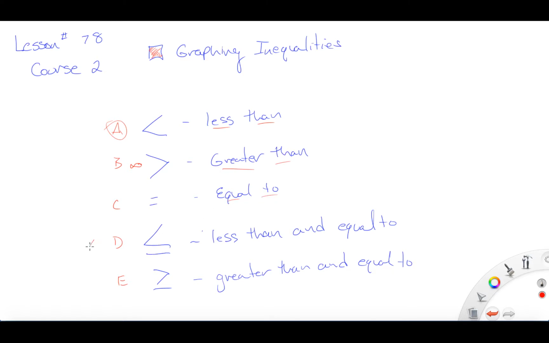Here are the two signs that are new, okay? So you see the less than sign and a sign that's under it, okay? It's less than and equal to, all right? And then greater than and equal to. So the sign itself doesn't change, but this line underneath it does make it change, okay?